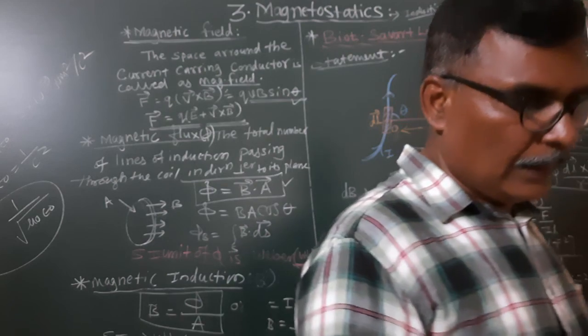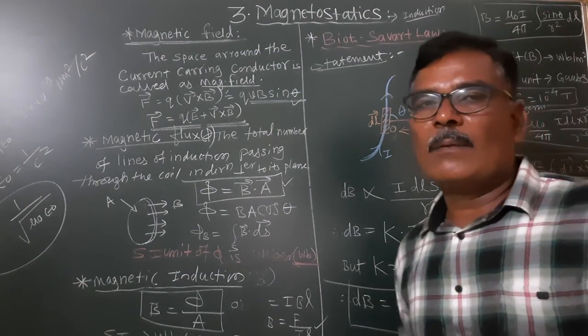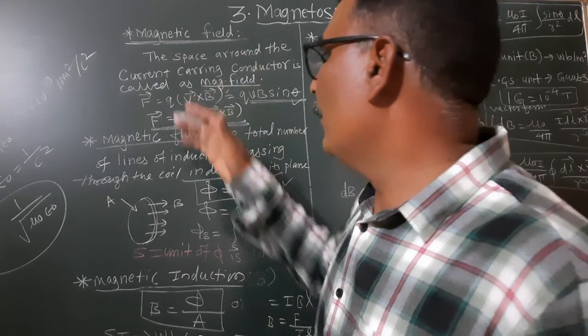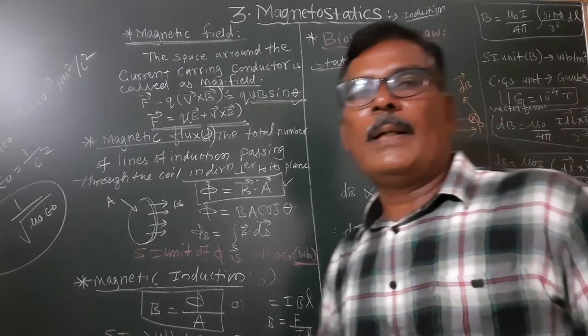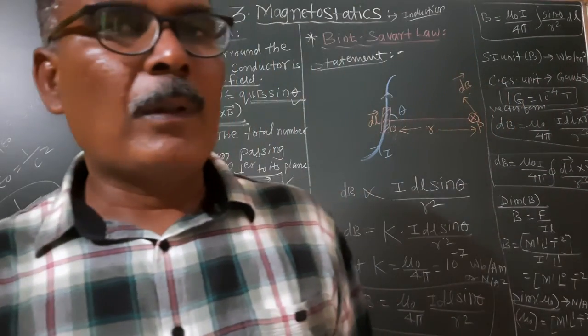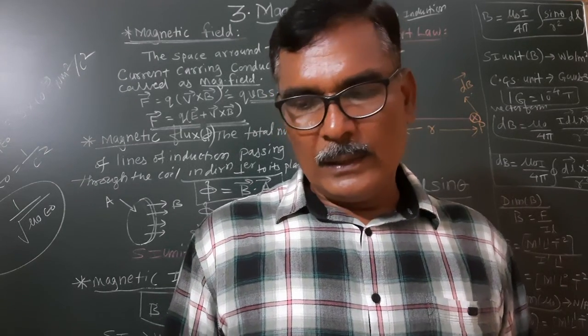This is called Biot and Savart law. Remember, all the things are very important here: magnetic field, magnetic flux, magnetic induction, and the statement of Biot and Savart law. Remember all the things for multiple choice questions. This article is very important in magnetostatics.